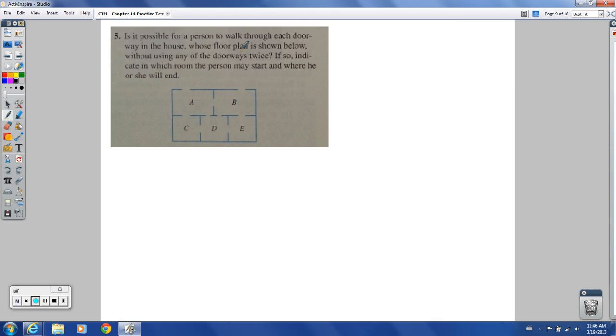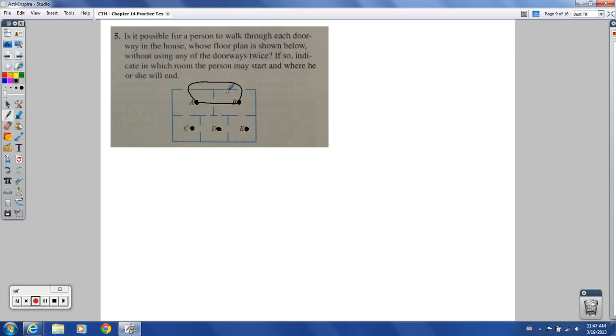Is it possible for a person to walk through each doorway in the house whose floor plan is shown below without using any of the doorways twice? If so, indicate which room the person may start in, and where he or she will end. There might be some different possibilities here. I'm going to represent each room with a vertex again, and each doorway now represents a possible way to go in and out. So I could go from here to there, out that way.